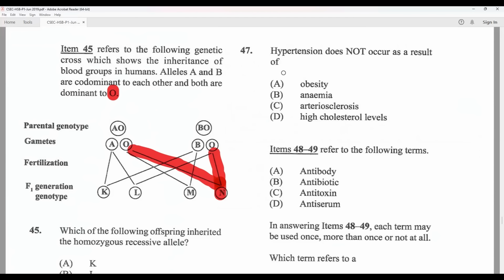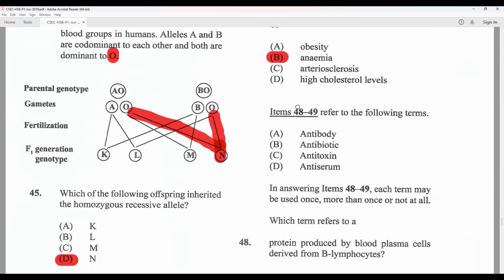47, hypertension does not occur as a result of, take the not as an identifying mark in the question. Obesity, anemia, arteriosclerosis, high cholesterol levels. B would have to be the not.